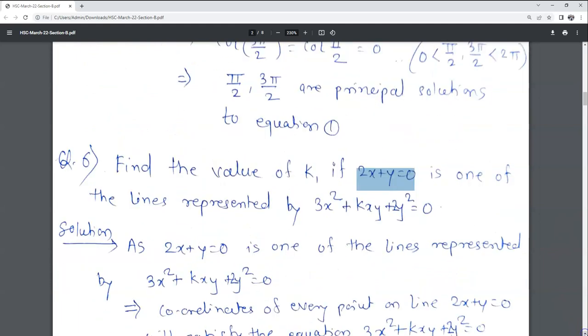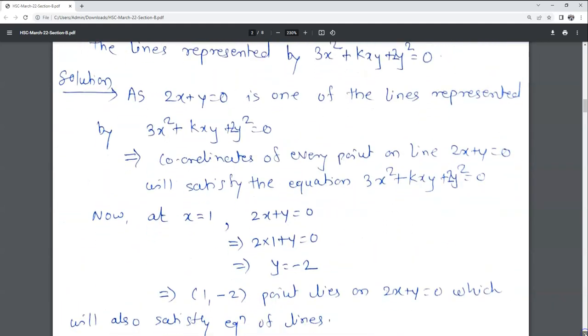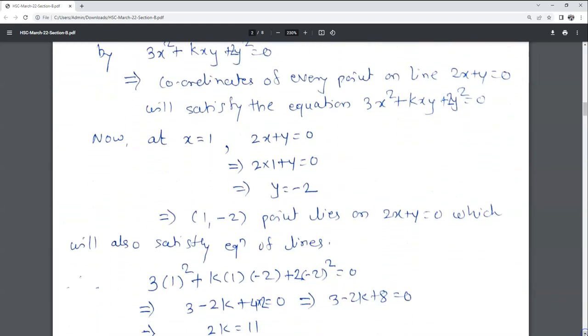Yeah. So here it is. When x is equal to 1, we will just put that value into 2x plus y is equal to 0. So 2 into 1 plus y is equal to 0. So y is equal to minus 2. So (1, minus 2) is the point which lies on 2x plus y is equal to 0.